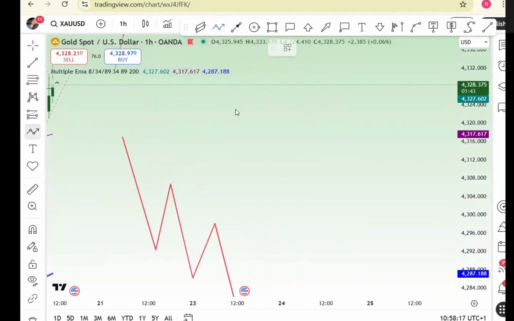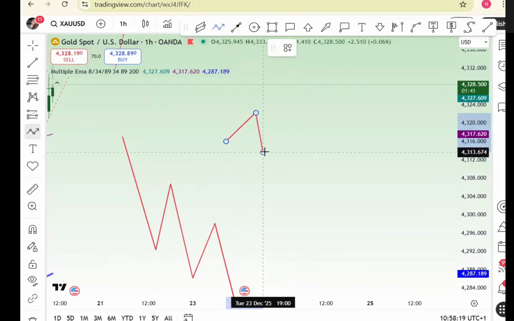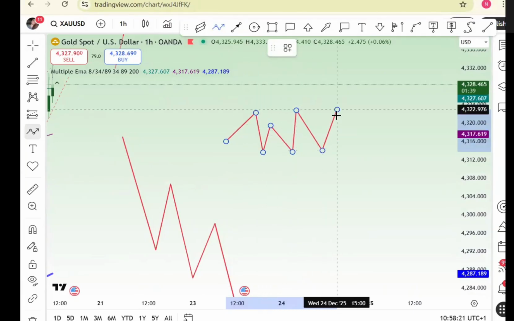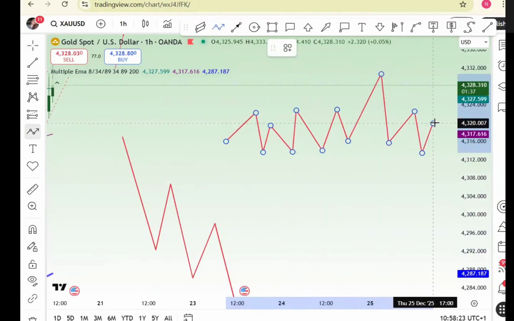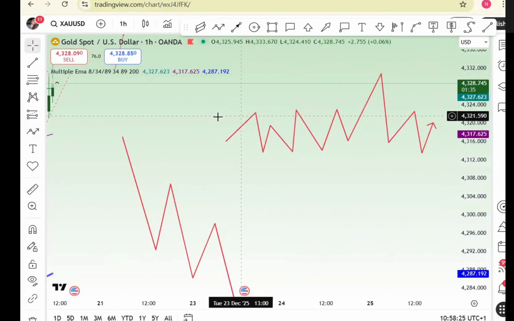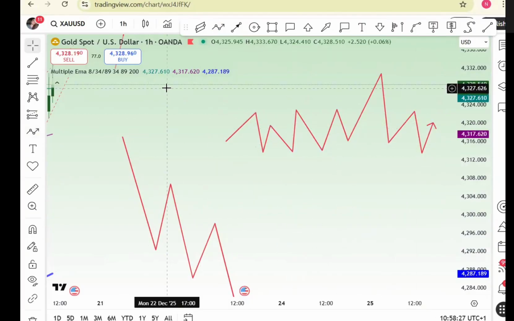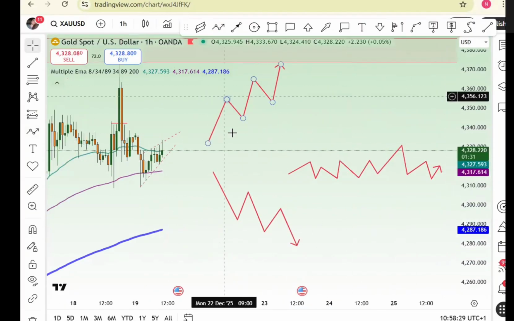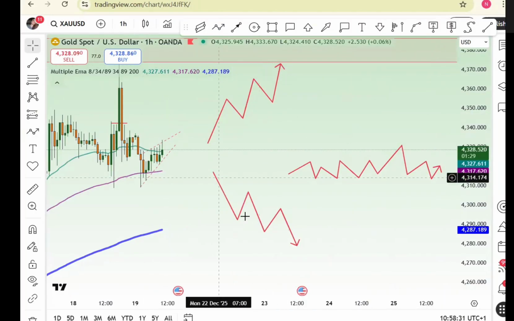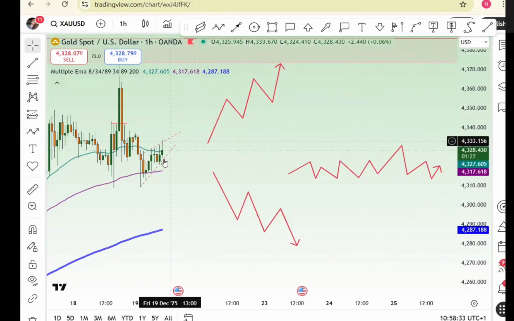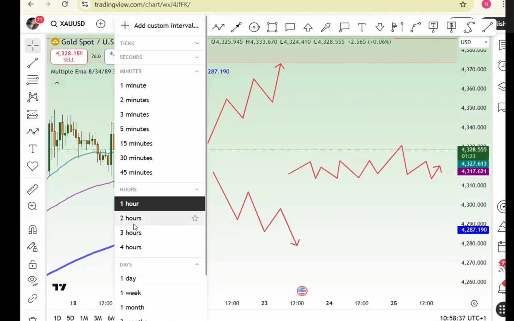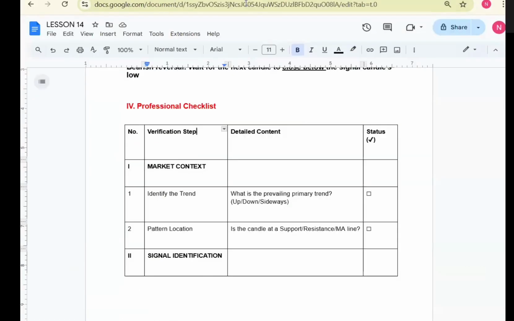All right. And when it moves irregularly, like this, up and down, up and down, this is when the market's moving sideways. All right, so remember this shape, this movement, so that you can watch this in a bigger time frame, like 1 hour, to answer this question: what is the prevailing primary trend?